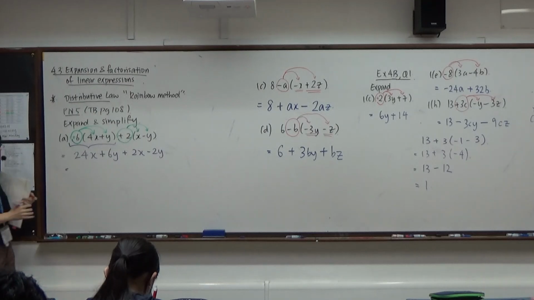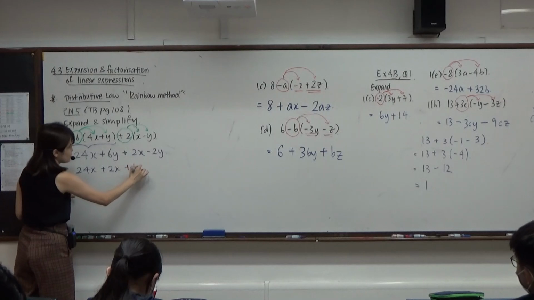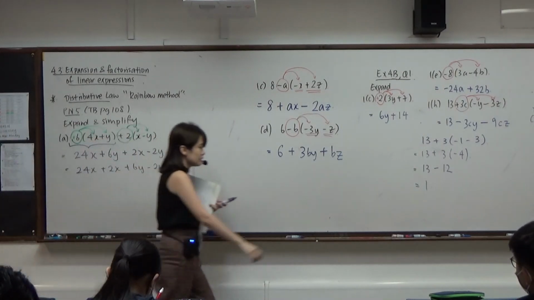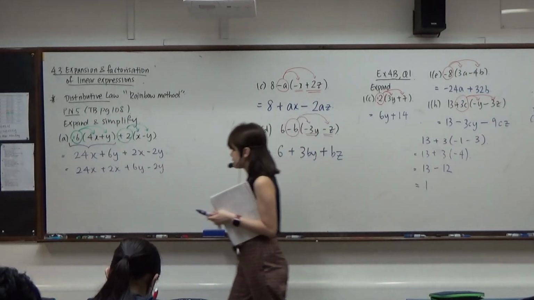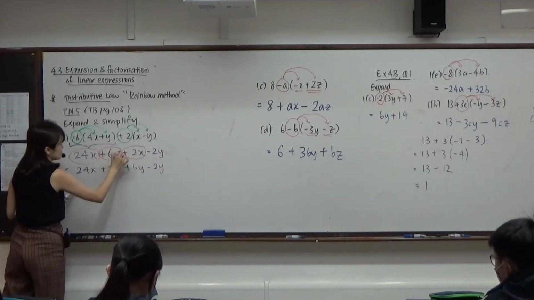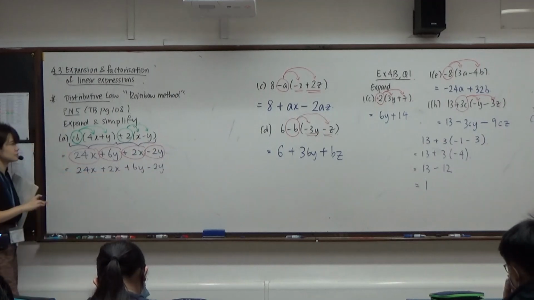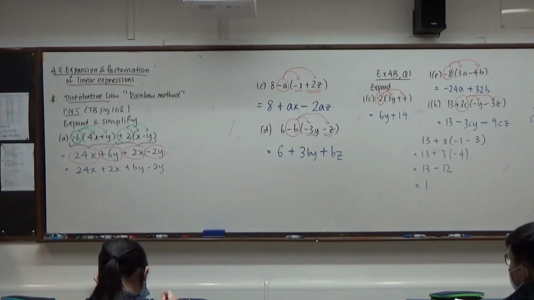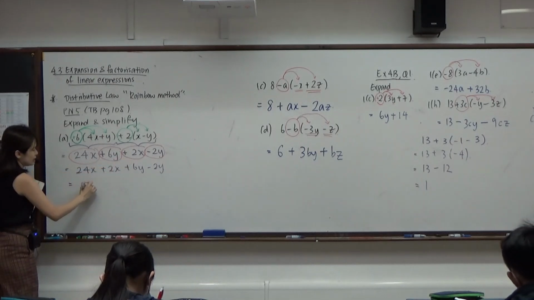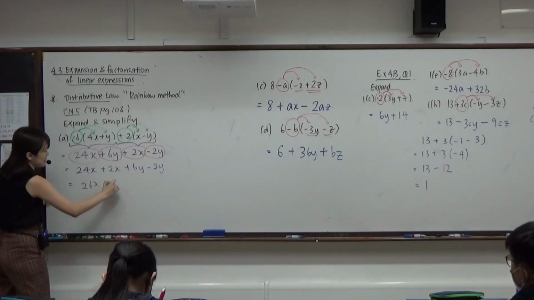Next step, I need to simplify. 24x plus 2x plus 6y minus 2y. This is where I rearrange my terms into the like terms setting. 24x plus 2x will give me 26x, plus 6y minus 2y gives me plus 4y.